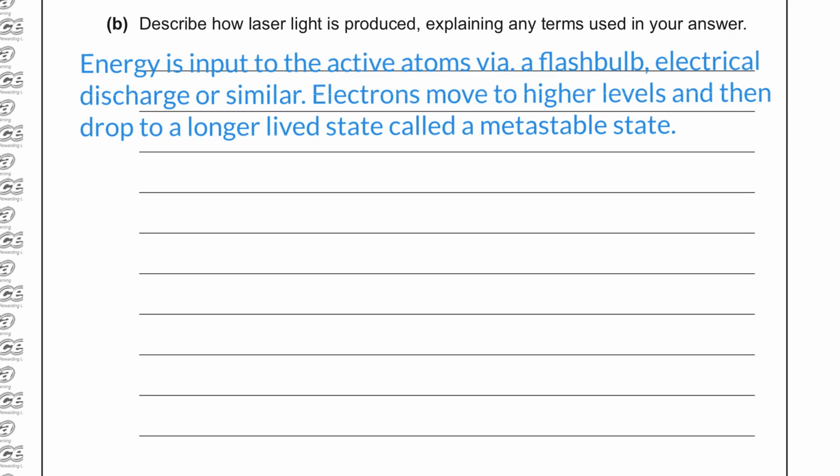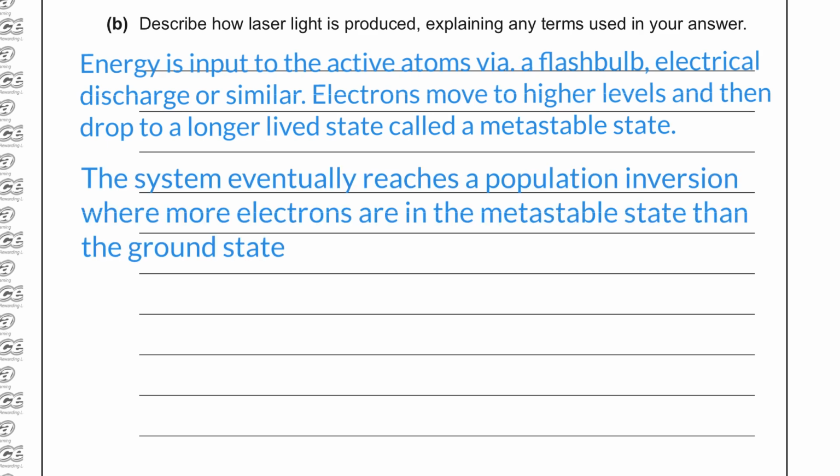Okay, so you've got some energy being input to the system. There has to be something driving the electrons up to the higher levels. And then they settle back to this long-lived state that we call a metastable state. So then you want to talk about population inversion. So we then describe the formation of a population inversion, where you have far more electrons in the metastable state than in the ground state.